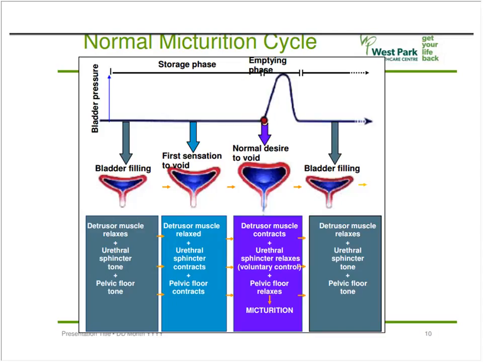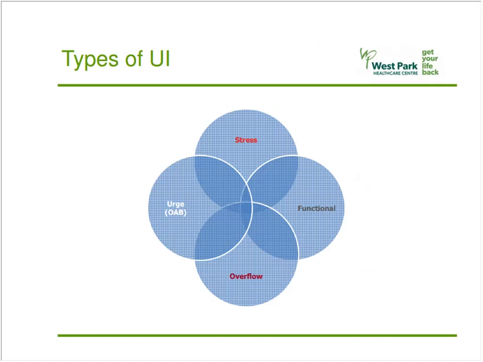And then you cycle back to bladder filling, the muscles relax, you have your sphincter tone and your pelvic floor tone. So patients with urinary incontinence either have a problem with the storage phase, or they have a problem with the emptying phase, or it could be mixed, both storage phase problems and emptying phase problems. So this is a good diagram to keep revisiting as you think through how the bladder works.